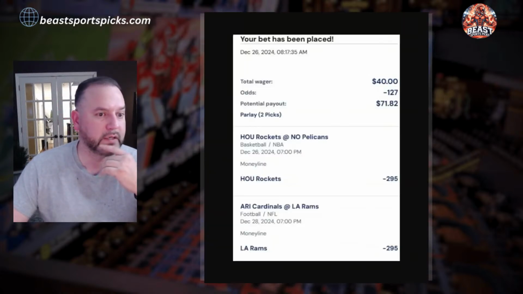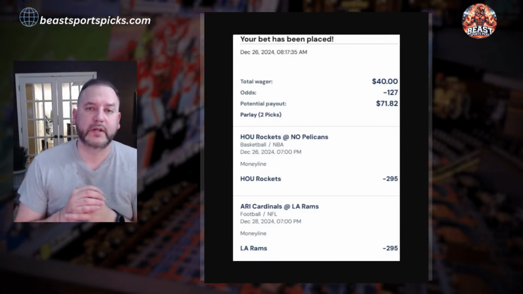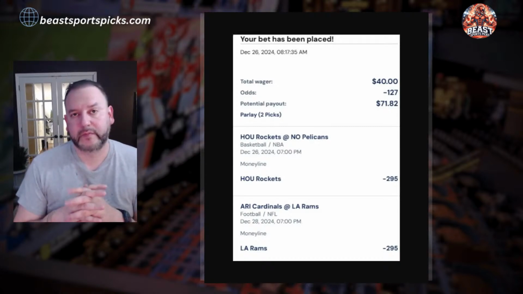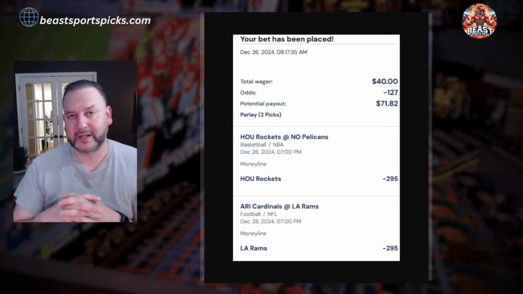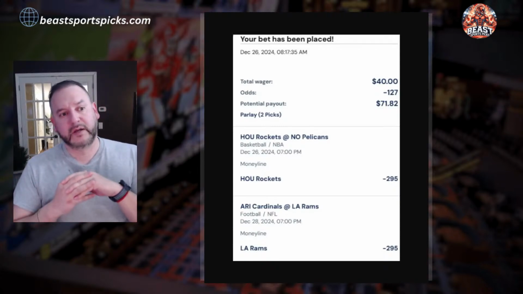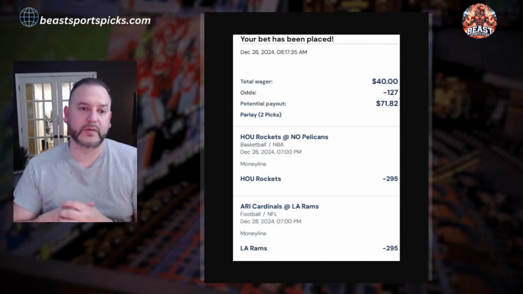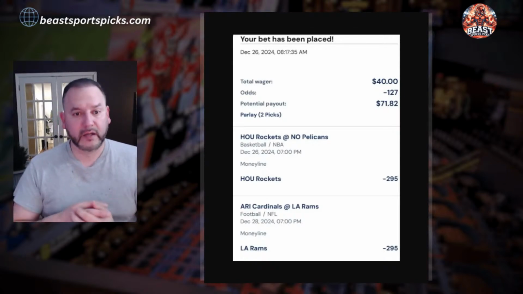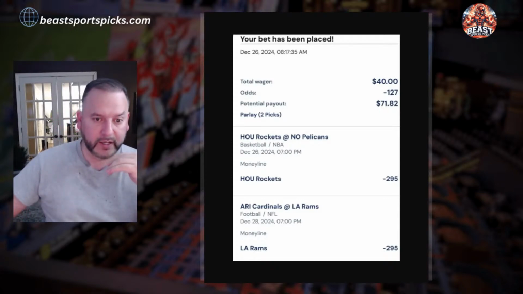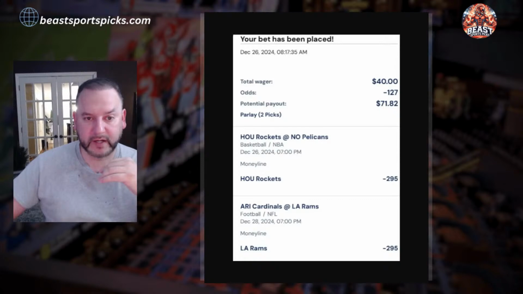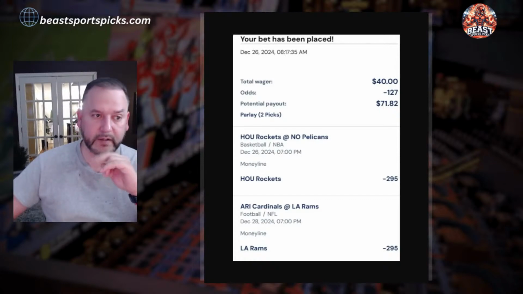The last two I'll show you guys is this one. This one I have not talked about. I actually gave this to my VIP members. But basically, I like the Rockets to win today. And the line was actually going on the opposite side, against the Rockets. It was going on the Pelicans. The Pelicans have a lot of injuries. So instead of getting them at a spread at a -2.5, I actually just got them at the money line. And in order for me to get that money line, you can see the odds were -295. I ended up parlaying them with the Rams at a -295. So when you put both of those together, it's at a -127.